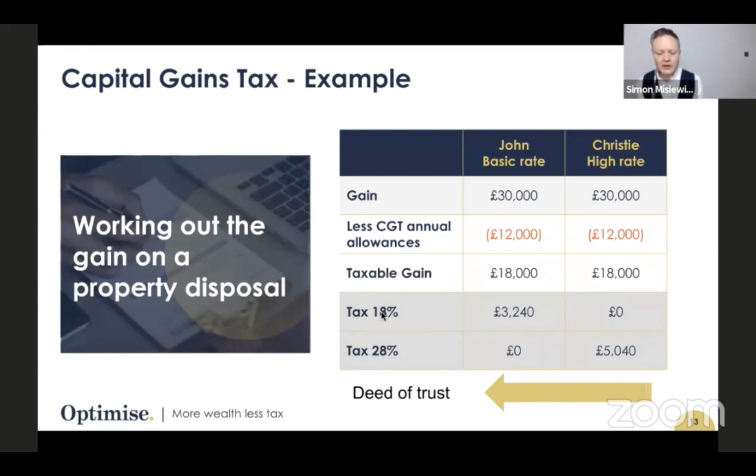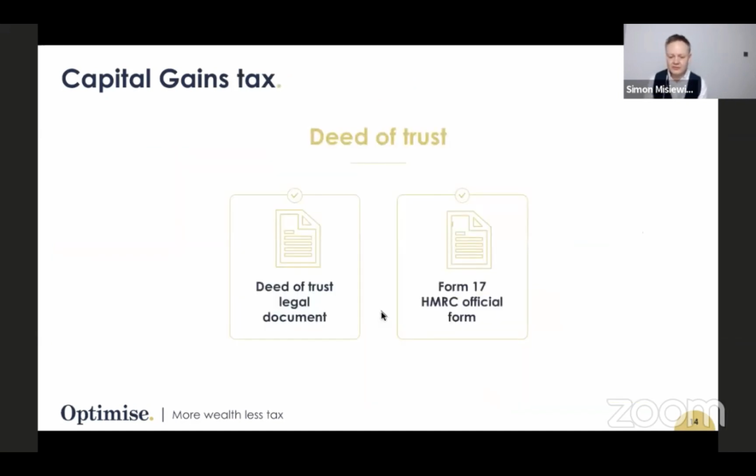So this is where I'm talking about the same couple here. Let's imagine that you've got John and Christy, who are now married. They got married, and they've got this asset, and they're saying, well, we've got these gains. What do we do with it? Well, it could be that either John has got the gain or Christy's got the gain. What do we do about it? Well, the answer is we can use a deed of trust.